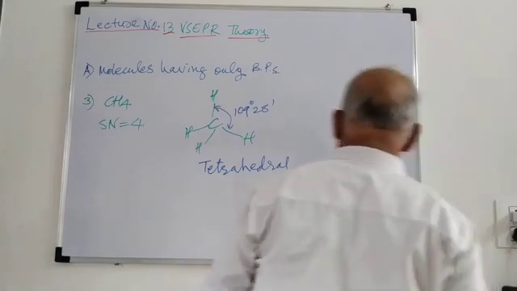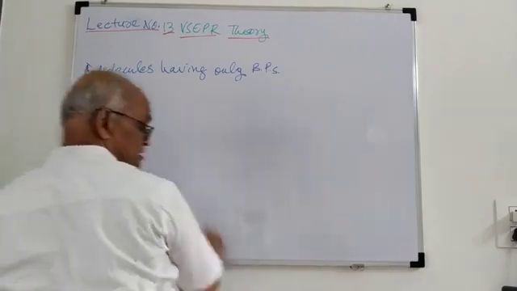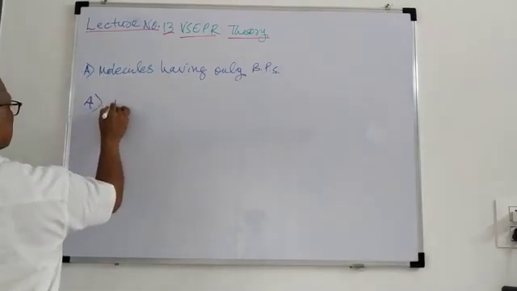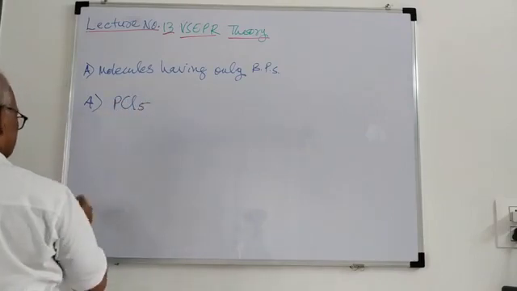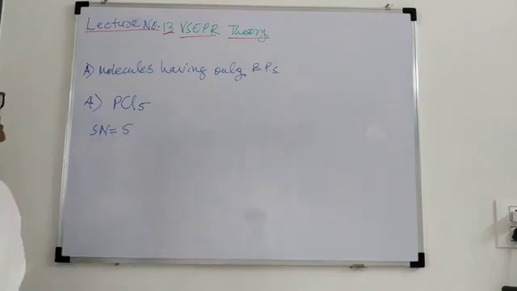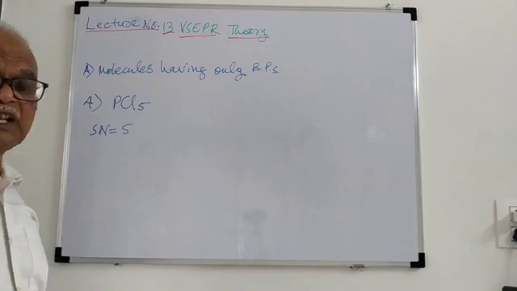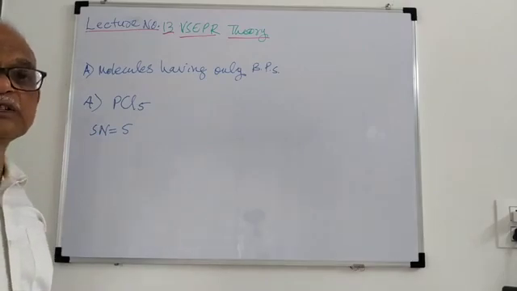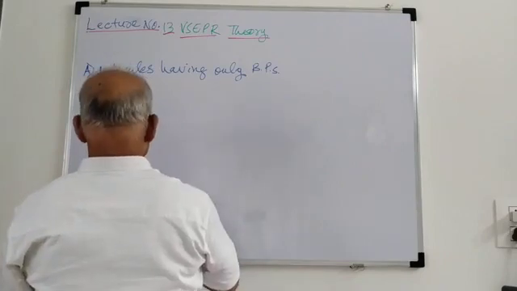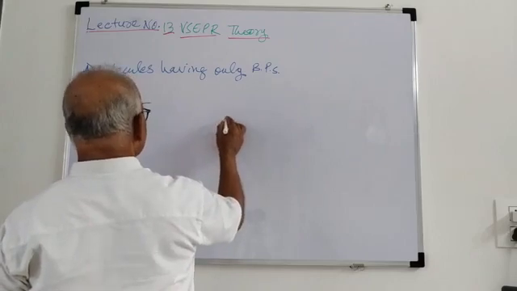Now the next molecule is PCl5. This has steric number 5, meaning phosphorus is bonded to 5 chlorine atoms and phosphorus has no lone pair. So the structure of this phosphorus pentachloride is like this. Phosphorus is at the center.